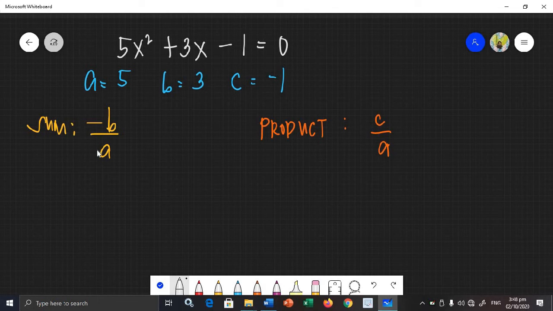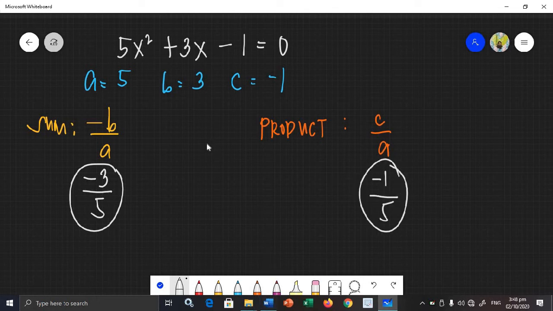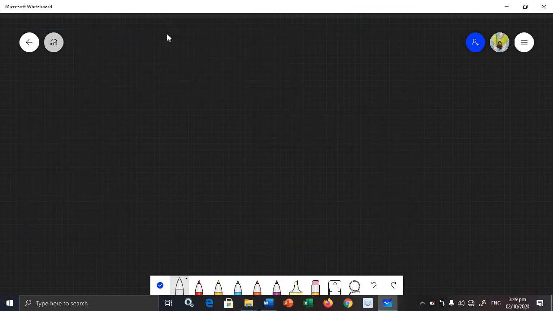And now, substitute na natin. Negative, your b is 3, over A 5. Therefore, yan na. Negative 3 over 5 yung sum. The product is negative 1 over 5. Yan na ngayon yun. Without solving the quadratic roots, you know that if you add them, those roots that you did not solve, you will come up with negative 3 over 5 as their sum and negative 1 over 5 as their product. Pero hindi mo naman talaga alam kung ano yung dalawang roots na yun. Pero alam mo yung sum and product nila. Quite amazing.